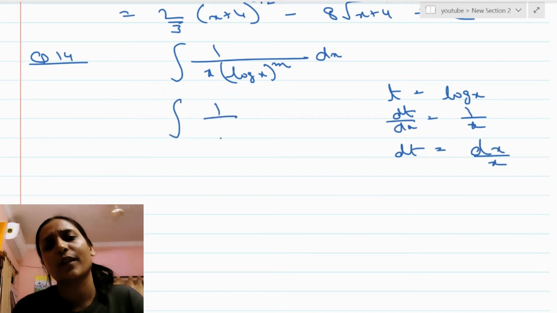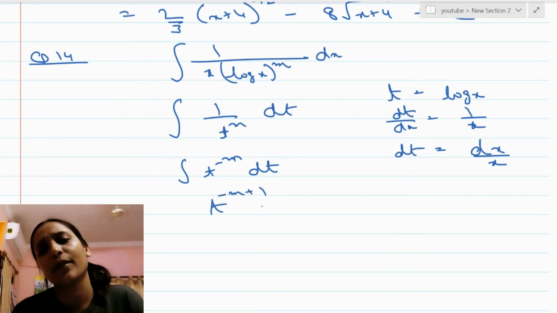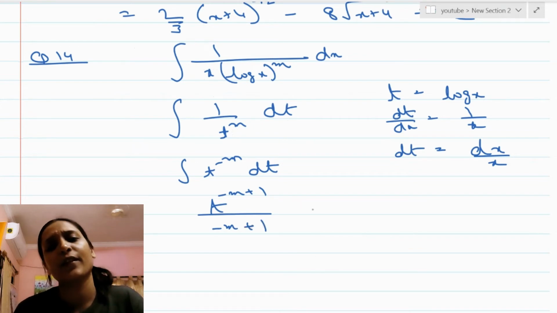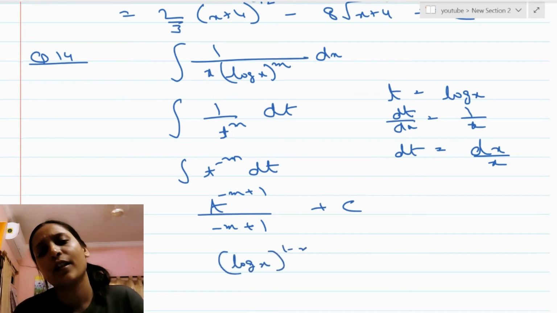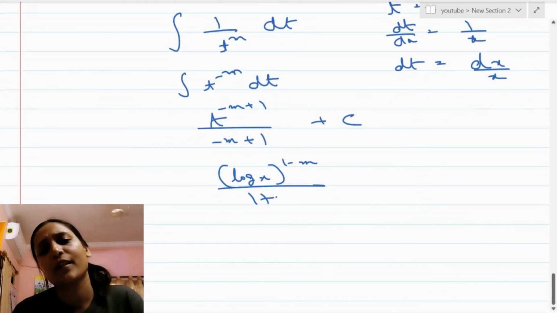So let's substitute that. So we would get 1 by t to the power m into dt. So 1 by t to the power m is nothing but t to the power minus m dt, and integration of this would be t to the power minus m plus 1 divided by minus m plus 1 plus c, where t is nothing but log x. So this is going to be log x to the power 1 minus m divided by 1 minus m plus c.